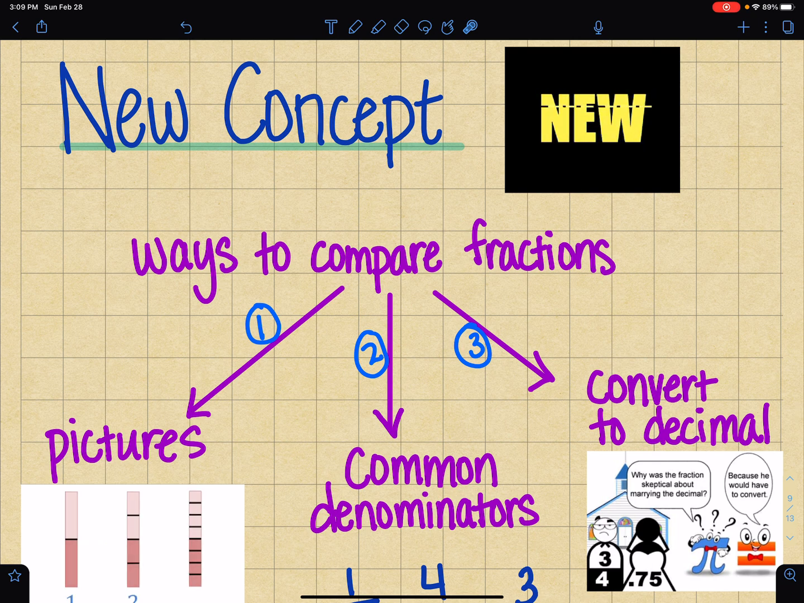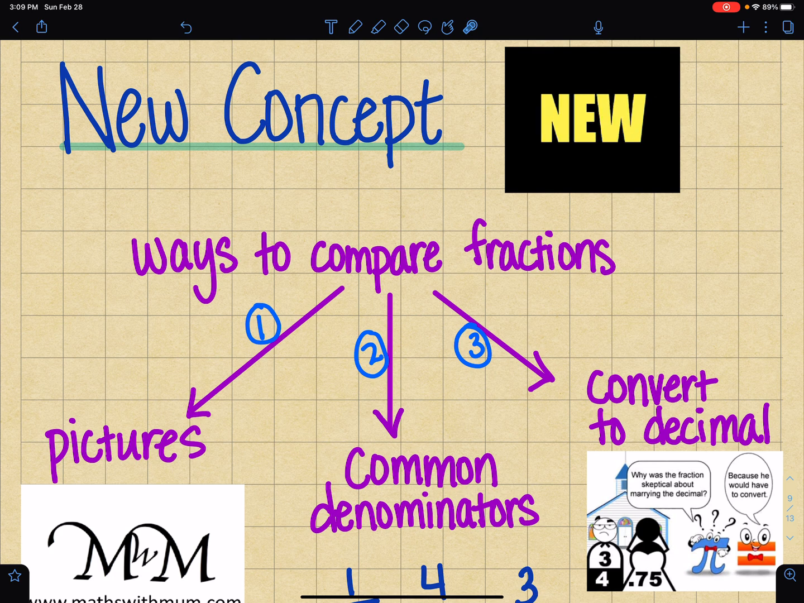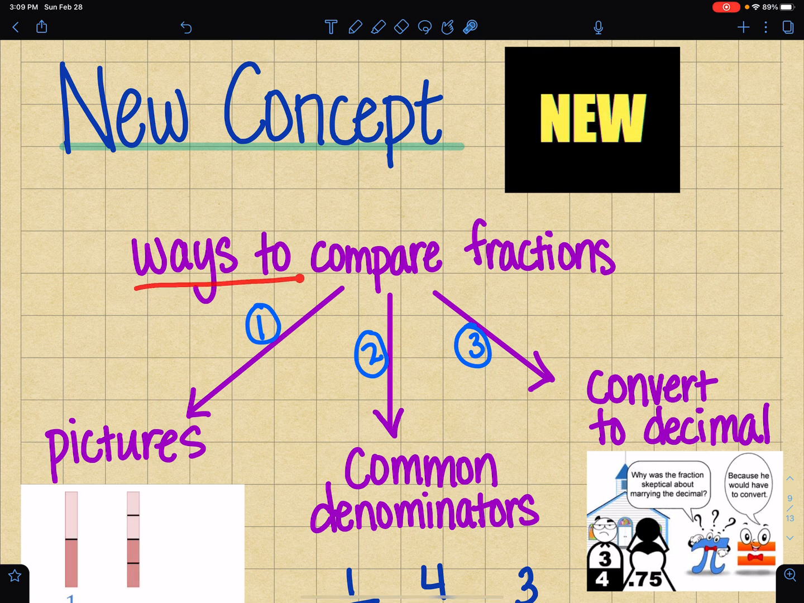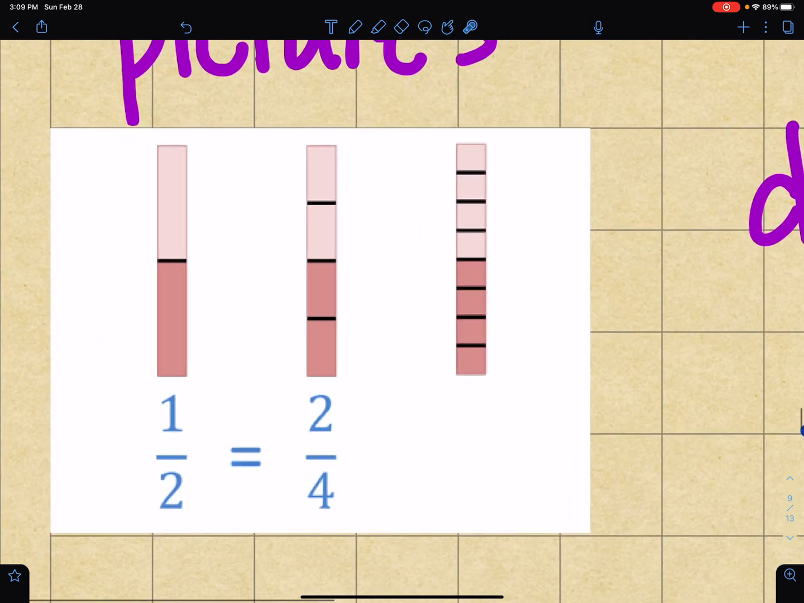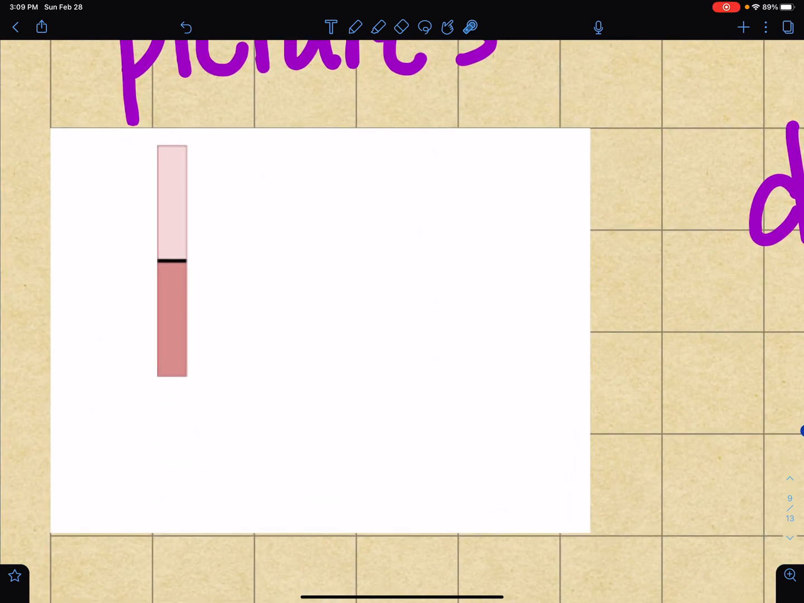New. Yes, this is going to be awesome. The new concept is a way to compare fractions, and we've done that before with different ways. There are 3 ways to compare fractions, 3 easy ways. Way number 1 is using pictures. So this is an example of comparing fractions using pictures.